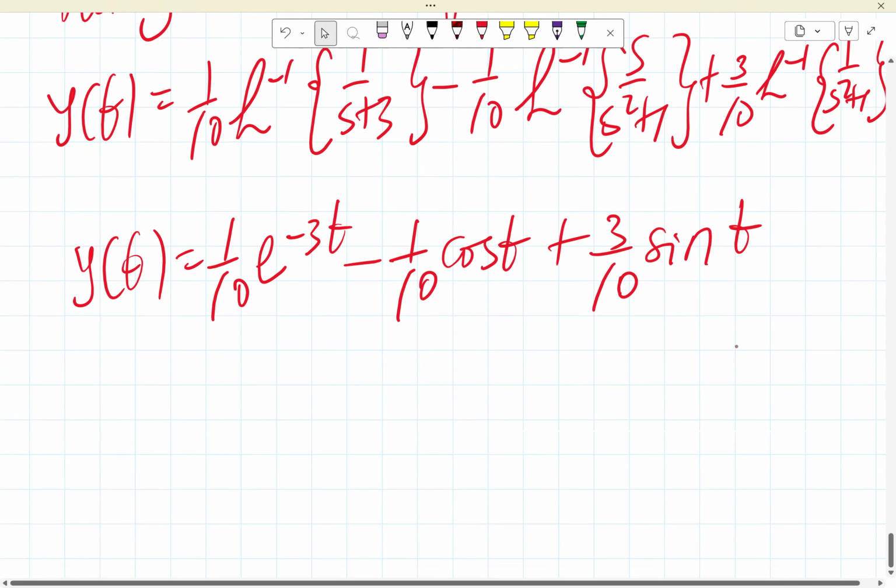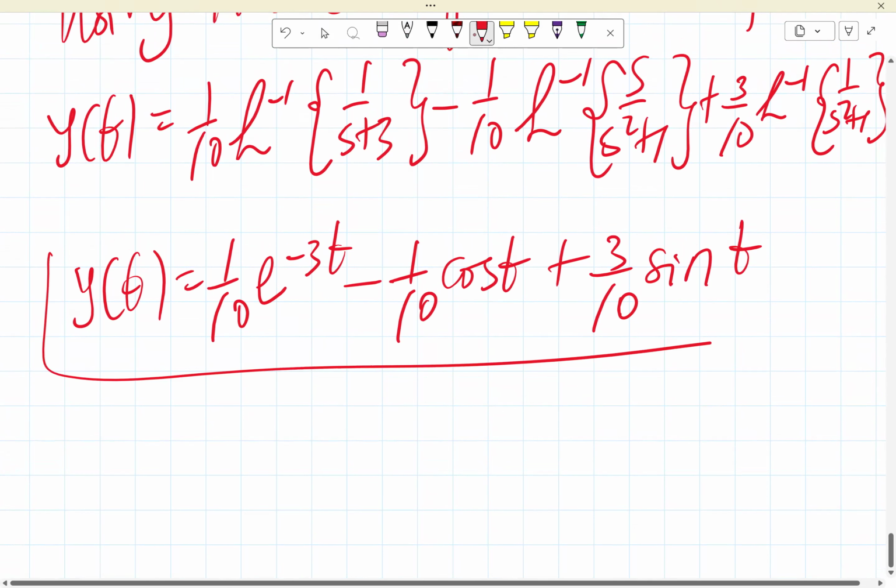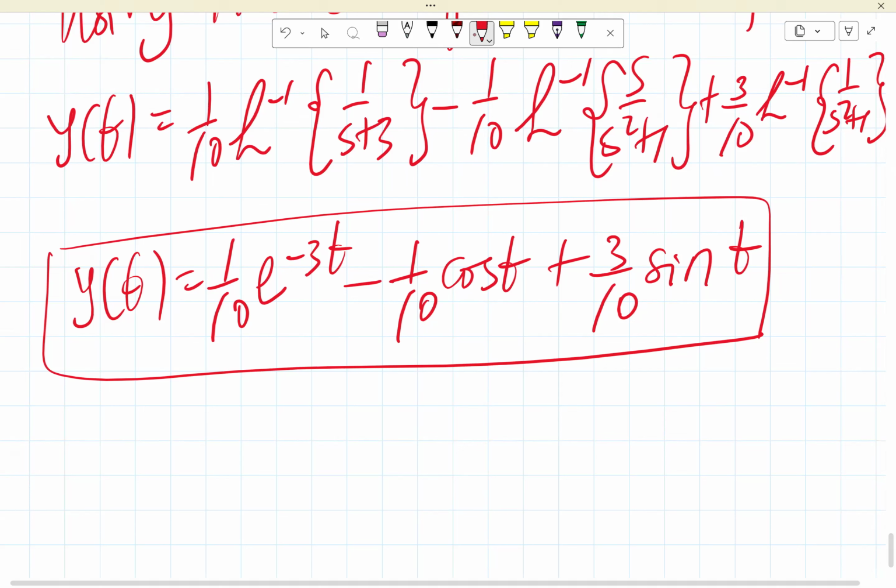So that gives us our final result. Y of t equals 1 over 10 e raised to minus 3t, minus 1 over 10 cos t, plus 3 over 10 sine t. With that done, we go to problem 20, which is the second problem I promised to take care of. So let's see how that goes.